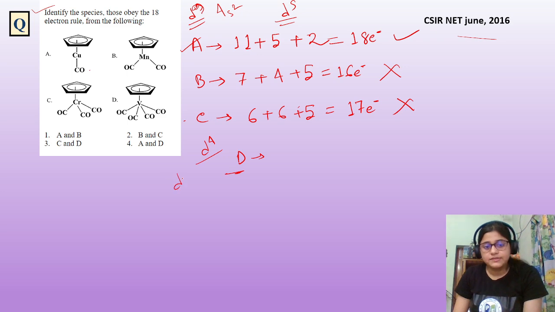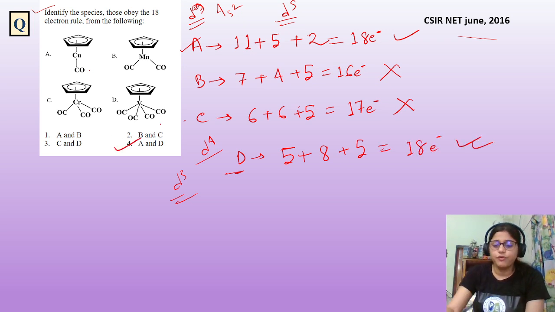Vanadium is d3, so 5, because s electrons we also have to count, and carbonyl is 4 times 2, which is 8, and the Cp ring is 5, so 18 electrons. So it is correct. So the correct option will be 4.